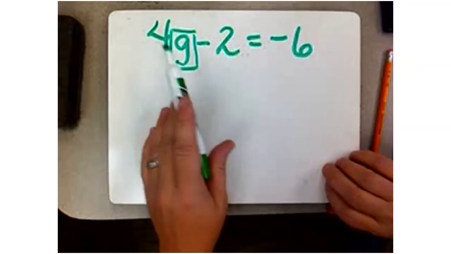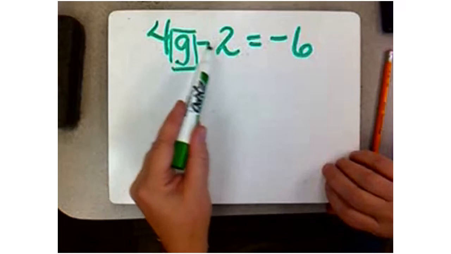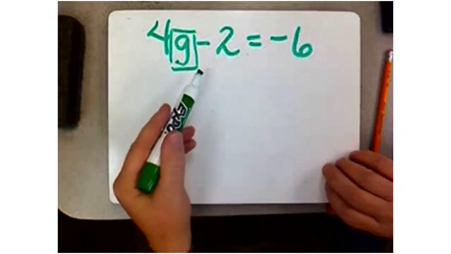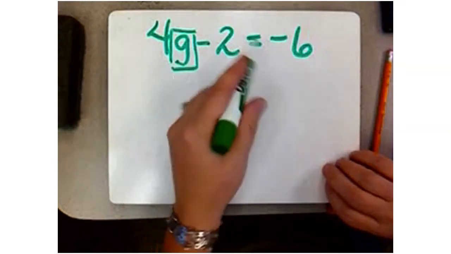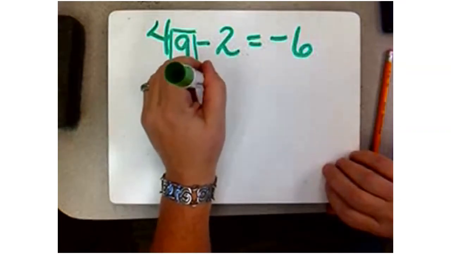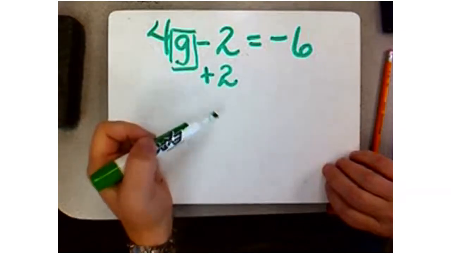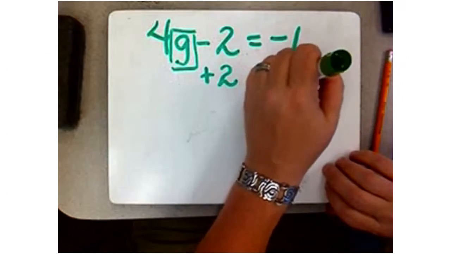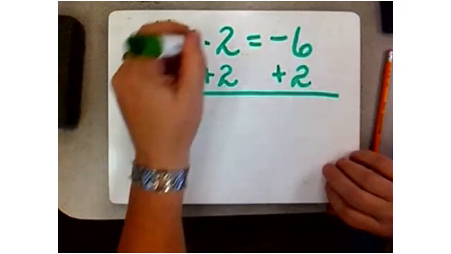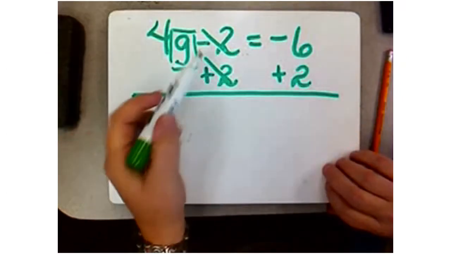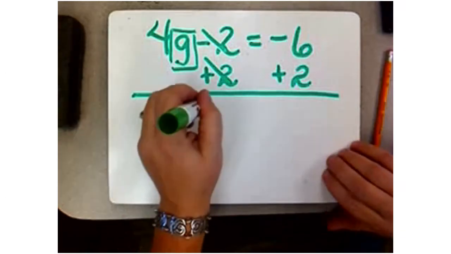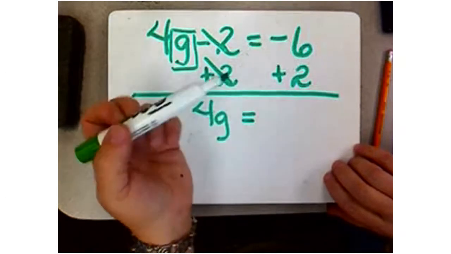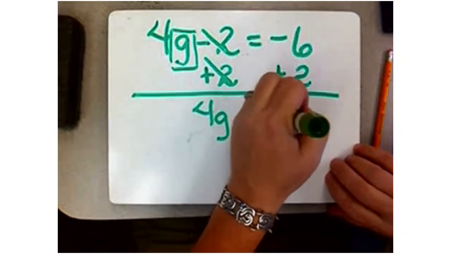So in this case, the 4 is multiplying g, and the negative 2 is adding itself to g. So the easiest thing to get rid of at first is this negative 2. So we're going to add a 2 to undo the negative 2. If we add a 2 to the left, we need to add a 2 to the right side of the equation. So I'm canceling out my negative 2 and positive 2, and I'm left with 4g equals, and the negative 6 plus 2 on the right-hand side would be a negative 4.